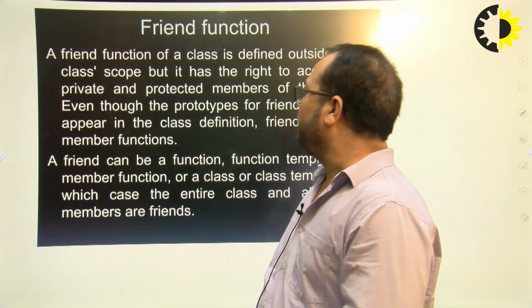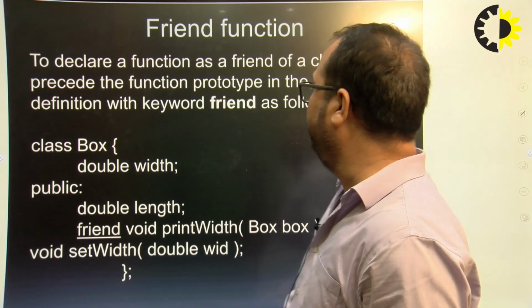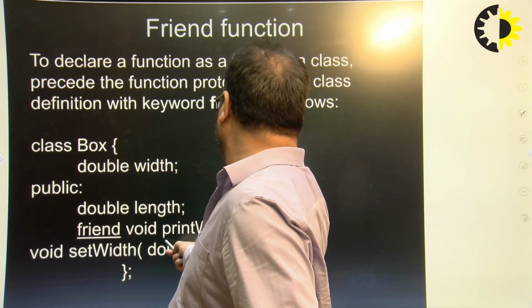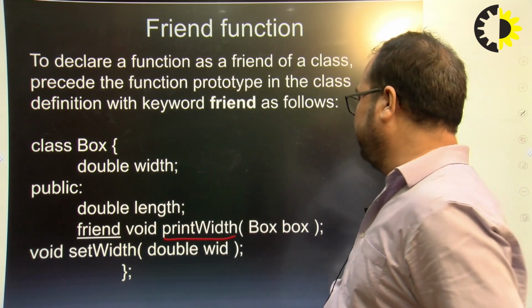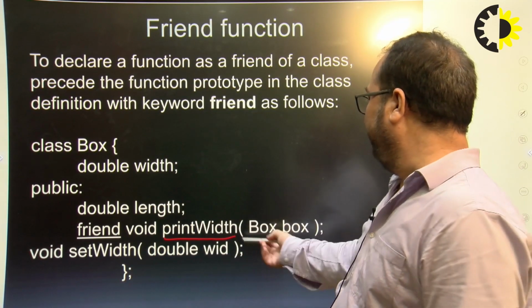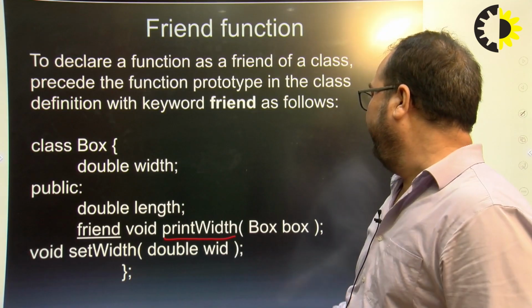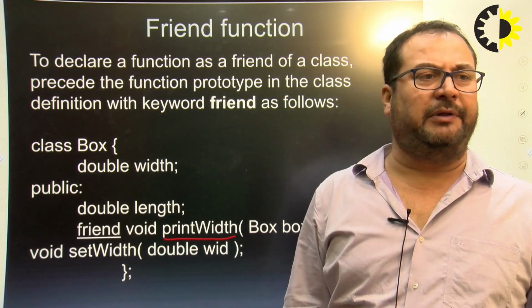So this is the way. Like here we can say that we have a class Box. This particular printWidth function is a friend of Box. So this is the friend function. We can make such a friend function with, say, another class.